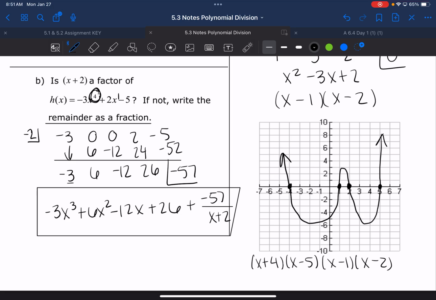Okay. Example 4 is very similar. So you guys give example 4 a try, and then we'll go over it.